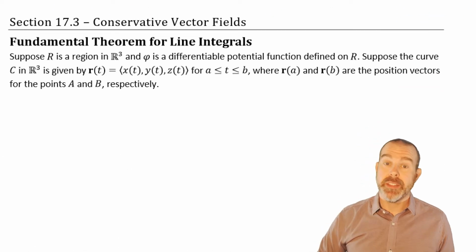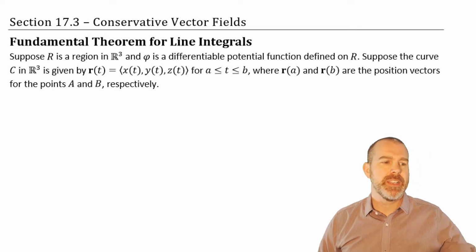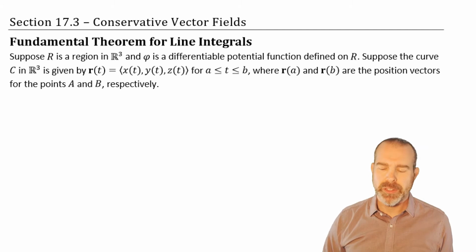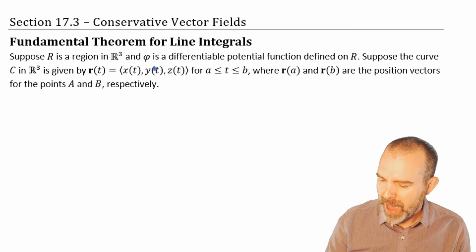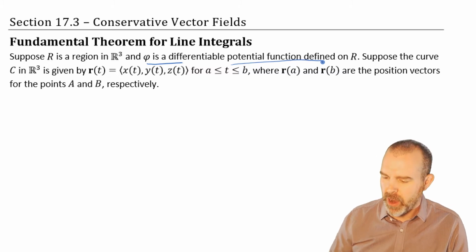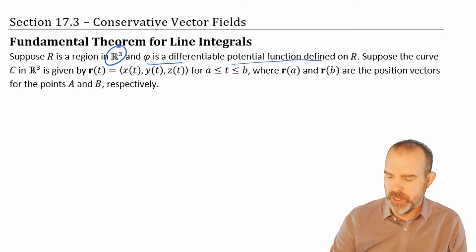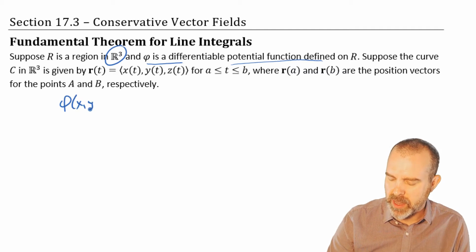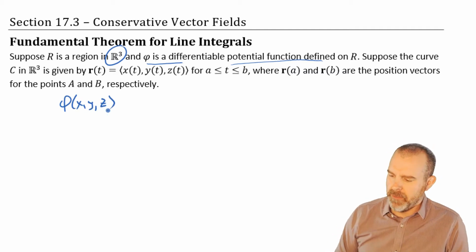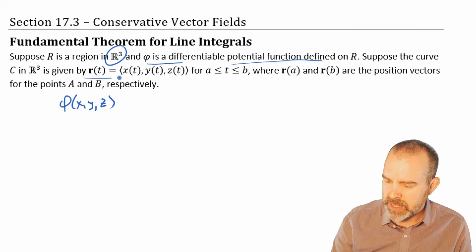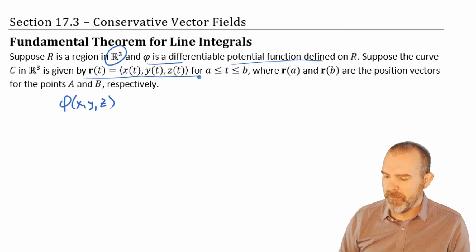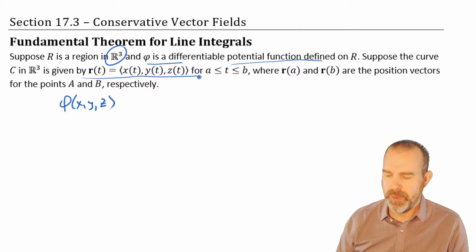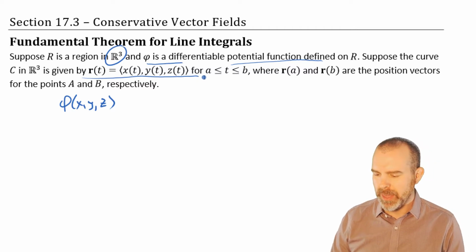Okay, so the next thing here, boy, this seems kind of important. So important that it is titled the fundamental theorem for line integrals. So we're going to do a little derivation here, a short proof. Suppose we have phi, which is a differentiable potential function defined on a region R, which is three-dimensional. So we have phi is a function of x, y, and z. We're going to suppose we have the curve C that's given parametrically to us, and t goes from a to b. And then we have position vectors at a and b that represent the points capital A and capital B.